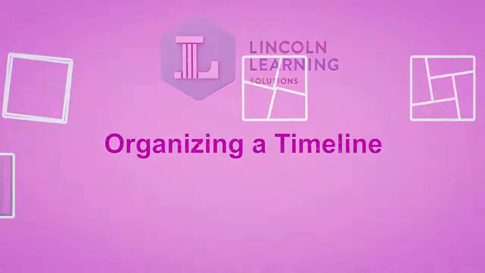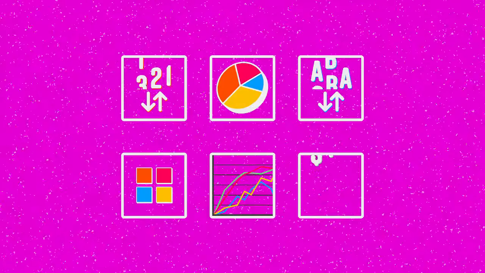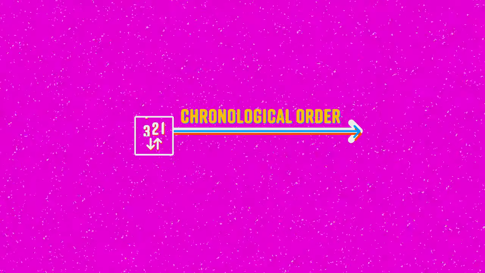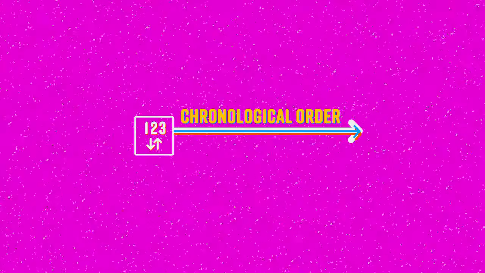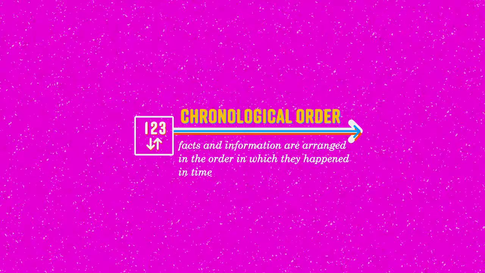There are many ways that information can be organized to make it easier to understand. One way to organize information is in chronological order. Chronological order means that facts and information are arranged in the order in which they happened in time.